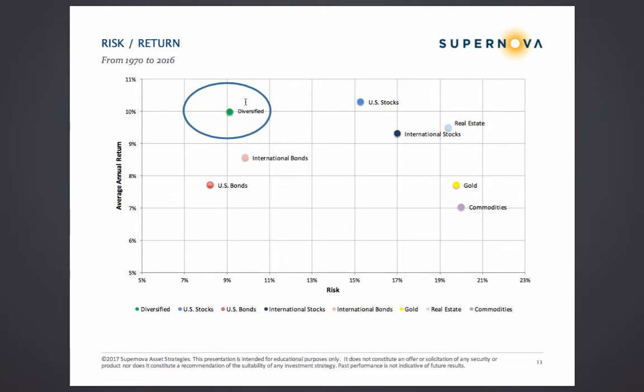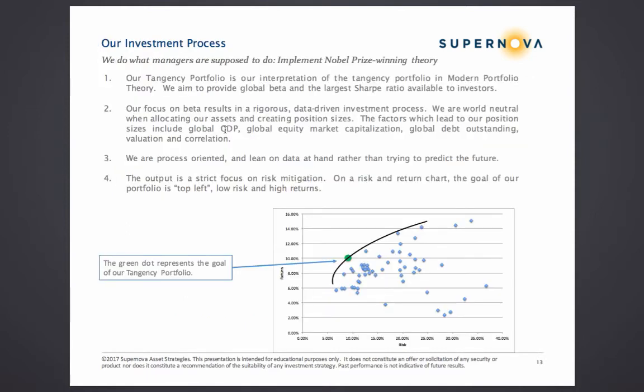Harry Markowitz looked at this situation, and this line that I'm drawing here, he drew this. And he called it the efficient frontier. And he called the portfolio with the highest Sharpe ratio the Tangency Portfolio. That's why we call our portfolio the Supernova Asset Strategies Tangency Portfolio. We're trying to replicate in practice what Harry Markowitz created in theory. Our Tangency Portfolio is our interpretation of the Tangency Portfolio in modern portfolio theory. We aim to provide global beta and the largest Sharpe ratio available to investors.